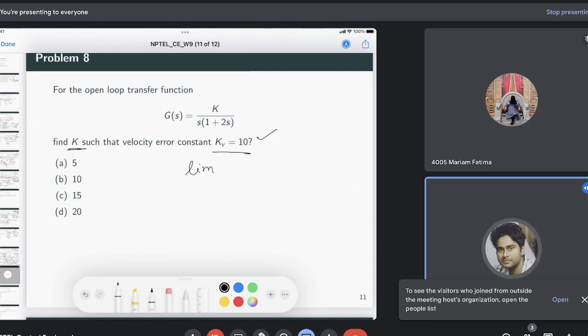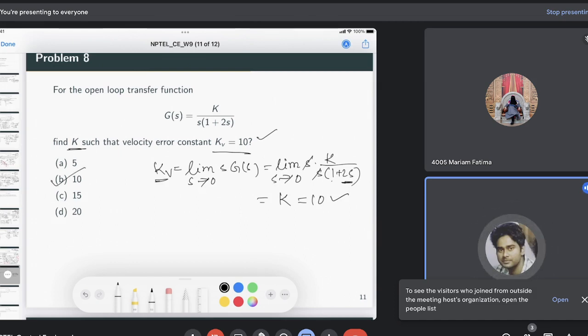So what is this formula for this kv? This is the limit of s times G(s) as s goes to 0. So it will imply that limit of s times k by s into (1 plus 2s), as s goes to 0. So it's simple, s will cancel and this is 1 because s is 0, so it is just k, and desired is 10, so k will be 10. So by simply adjusting this gain value to 10 we can achieve this error constant.